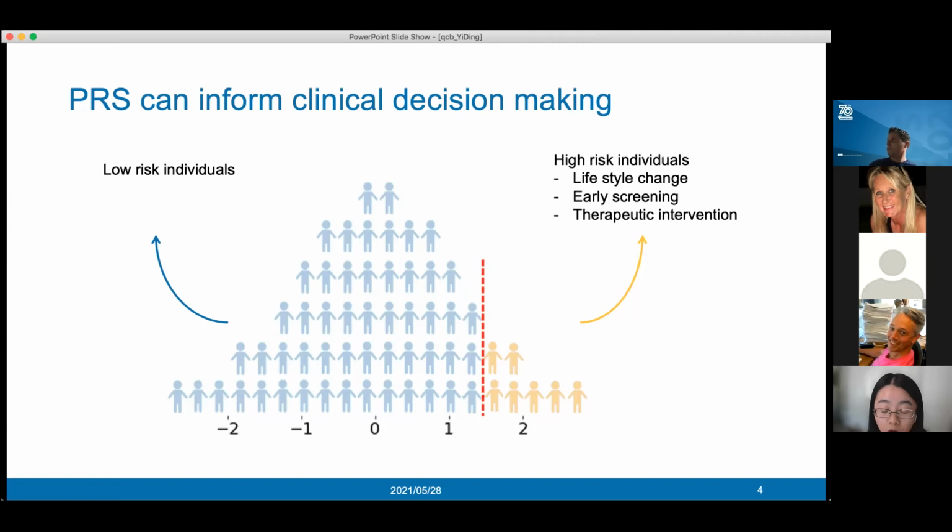For example, women are advised to start their mammography screening at the age of 50. And for individuals with a very large polygenic risk score for breast cancer, they can start the screening earlier so that they can detect the disease earlier. And for those who are not, it might be possible to delay their screening to reduce health cost. And in some cases, there can also be therapeutic intervention.